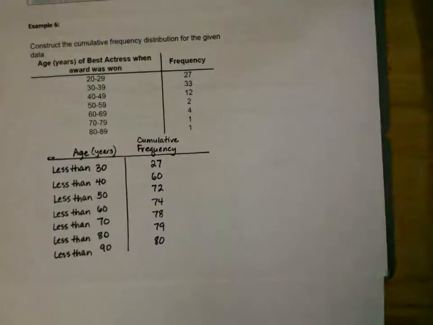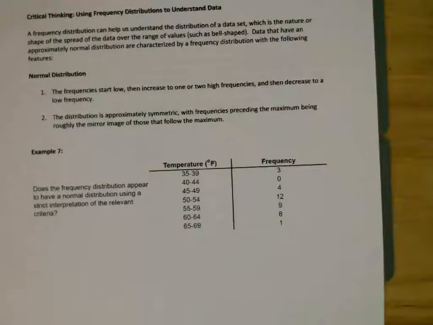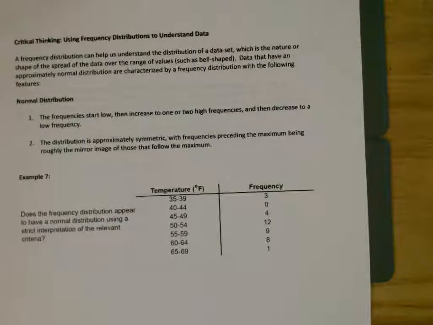All right, next we'll look at normal distribution. One of the examples did ask, does the frequency distribution appear to be a normal distribution? Well, here's how we determine whether we have a normal distribution. Frequency distribution can help us understand the distribution of the data set, which is the nature or the shape of the spread of the data over the range of values, such as a bell shape.